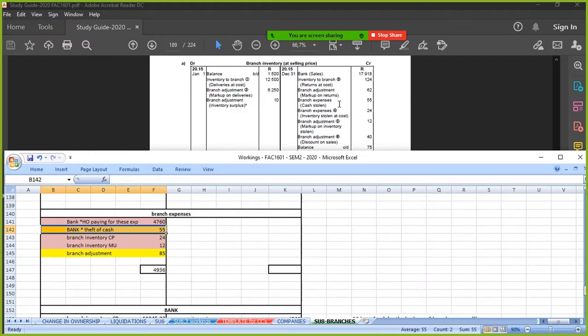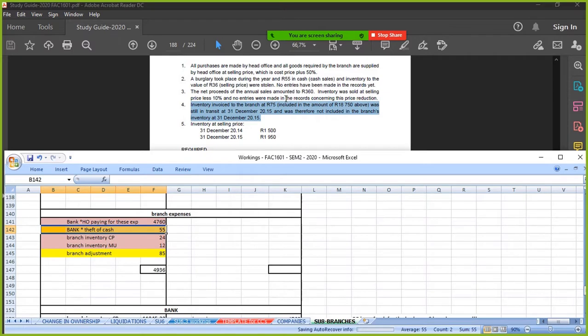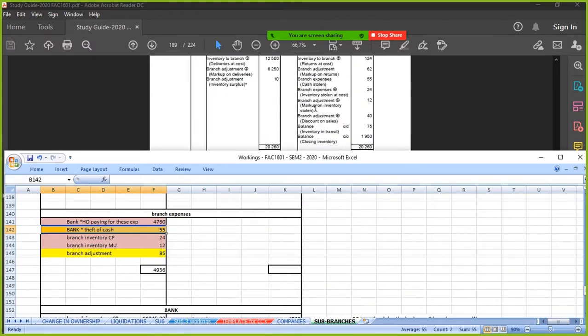Okay, because they didn't steal inventory. They stole cash. Isn't that what the question said? Yes. Yeah, the burglary took place during the year and 55 in cash. If this was stock, then I would take it out of branch inventory. Maybe that's the assumption. Inventory at 30. Okay, let's see what they did with this. Okay, they stole inventory. When you steal inventory, that you have to take out. Did they take that out? Let's see.